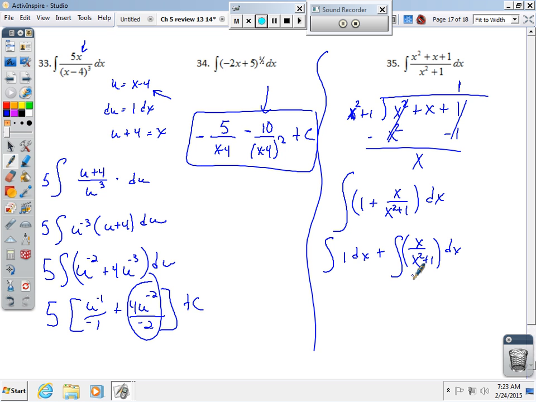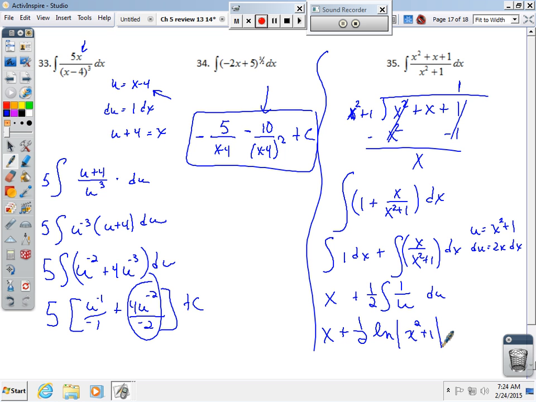So the integral of 1 is x, and I'm going to have to use u substitution for this second integral. So u equals x squared plus 1, du equals 2x dx. Bring out the 2, so I'm going to rewrite the integral as 1/2 integral of 1 over u, where the x dx is my du. Alright, so finally, x plus 1/2 ln absolute value of u, which is x squared plus 1, and then plus c.